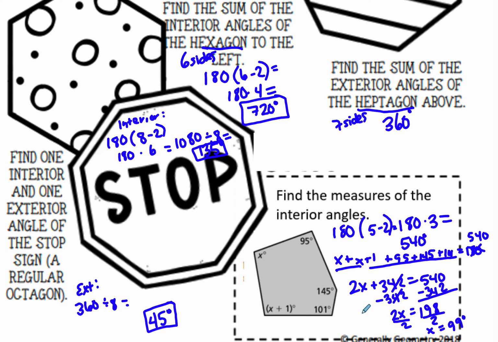I am not done. It says find the measures of the interior angles. I found this one, 99 degrees. But I haven't found this one yet. This one says x plus 1, so I've got to take my number that I found for my variable and then complete the expression. So 99 plus 1, this one is going to be 100 degrees. So my missing angle values are 99 and 100.